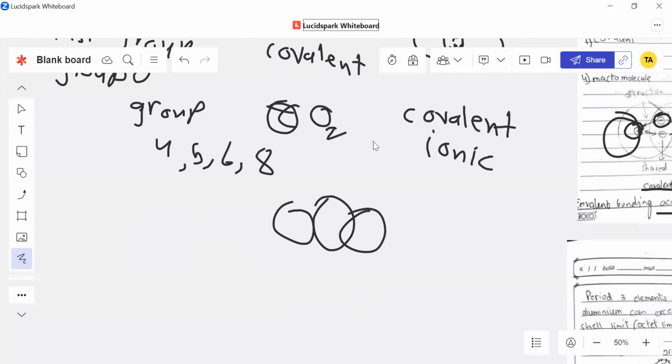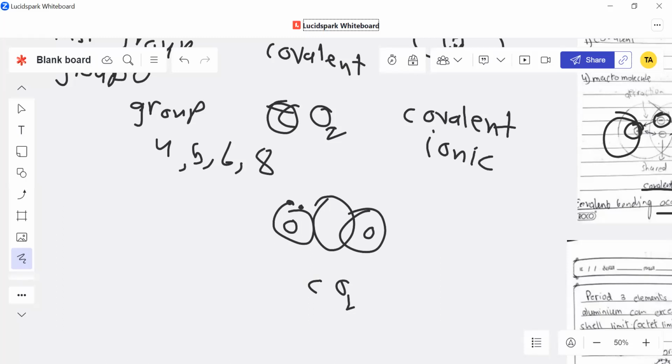So where was I? CO2, right? Carbon has 4 electrons. There are 2 oxygen atoms in CO2. Oxygen, which group is it in? Wait a minute. Oxygen, I think it's in group 6. Yeah, it's in group 6. So oxygen will have 6 electrons in its outer shell.